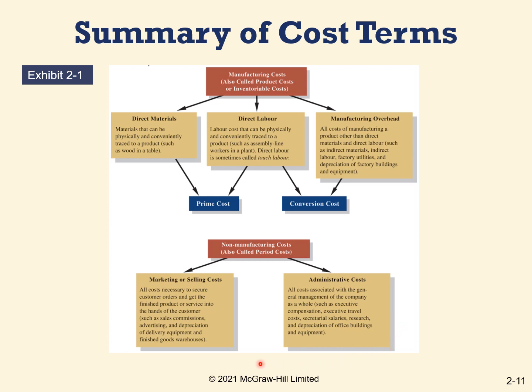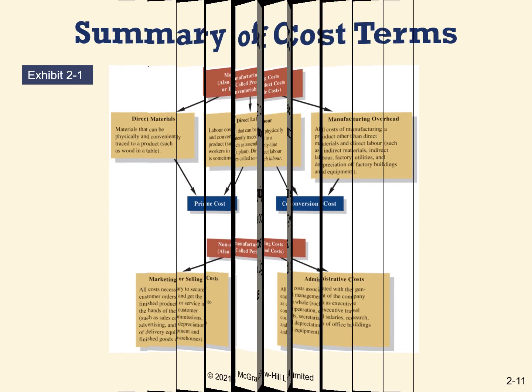So as you can see, depreciation is a bit of a tricky one because it can fall into all three different buckets. But you have to think about what the building or equipment is used for. If it's used for manufacturing, it's going to get captured in manufacturing overhead. If it's related to sales, deliveries, marketing, anything like that, it's going to go in our marketing or selling cost. Or if the depreciation is related to our normal office buildings, it'll go into our administrative costs.